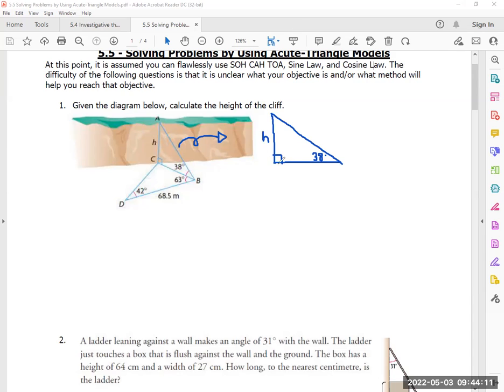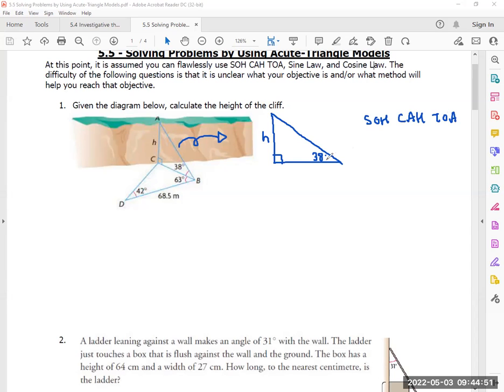Next, so if I were to calculate this height, which of my tools do you think I could use? Cosine law? No. Sine law? Maybe. Just from looking at the triangle, what would you suggest? Brendan? SOHCAHTOA. I have a problem though. Which ratio from SOHCAHTOA would I use? Yes?